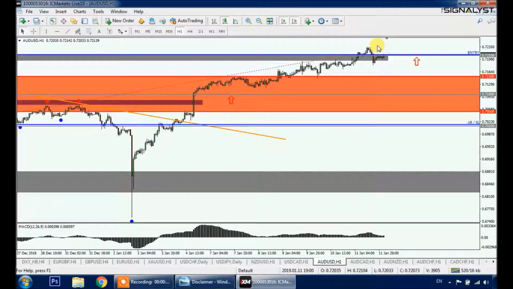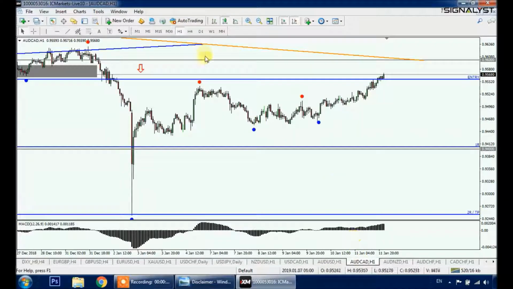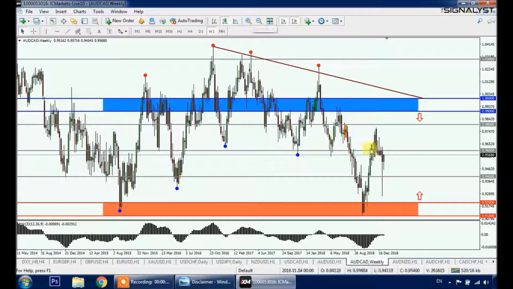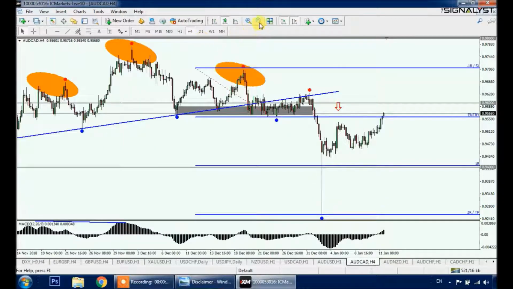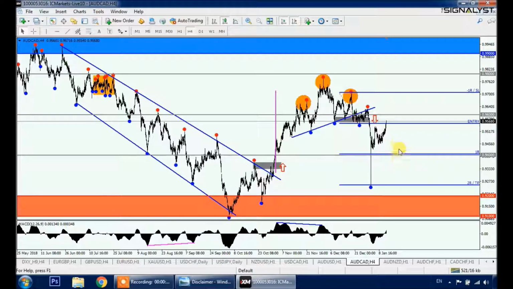Now let's go over our AUD and CHF pairs. AUD CAD was bullish last week, as you can see on weekly and daily time frame. Big momentum candles pushing price higher. As I mentioned last week, I'm waiting for AUD CAD to get to our red zone to look for high probability buy opportunities, or blue zone to look for high probability sell opportunities.